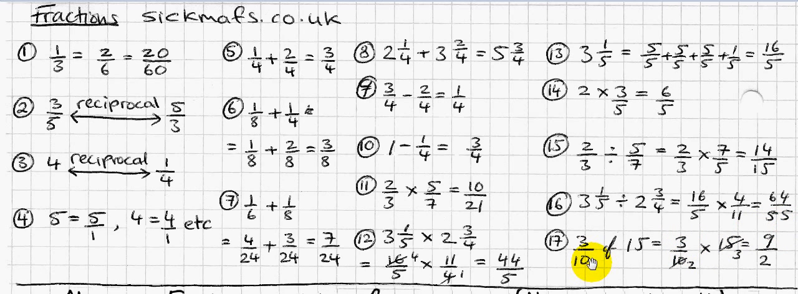And finally, 3/10 of 15 means 3/10 times 15. Because when you times, you get that much of the 15. So anyway, 3/10 times 15, the 10 and the 15 cancel together, both divide by 5. 15 divided by 5 is 3, 10 divided by 5 is 2, so now you get 3 times 3 is 9, and 2 times the hidden 1 underneath, which is 2. And that is it.